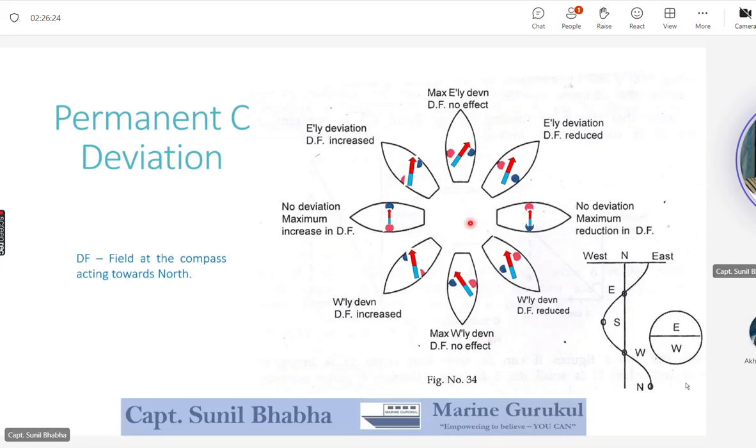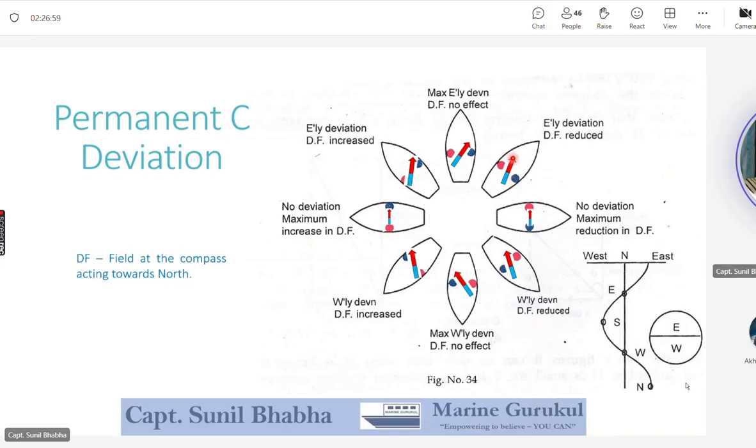Now let's take one intercardinal heading also. If you take the ship on a northeasterly heading, you can see that the port side of the ship, having a red polarity, is now northwest of the compass needle, and it will repel the red end of the compass needle, generating an easterly deviation. Likewise, the blue end on the starboard side of the ship repels the blue end of the compass needle. This is southeast of the compass needle now, again generating an easterly deviation.